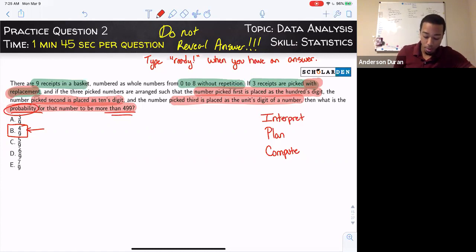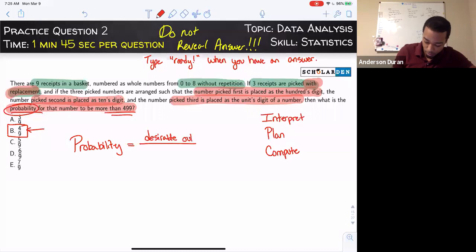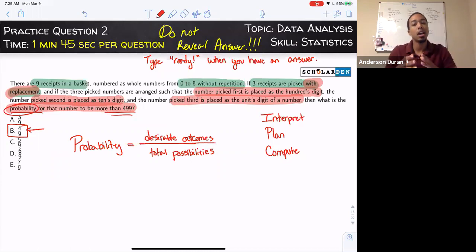So we want probability. And remember, probability is done in the following way. To find probability, we will divide the desirable outcomes by the total possibilities. All right, we're dividing the desirable outcomes by the total possibilities. So what we want divided by everything that's possible.